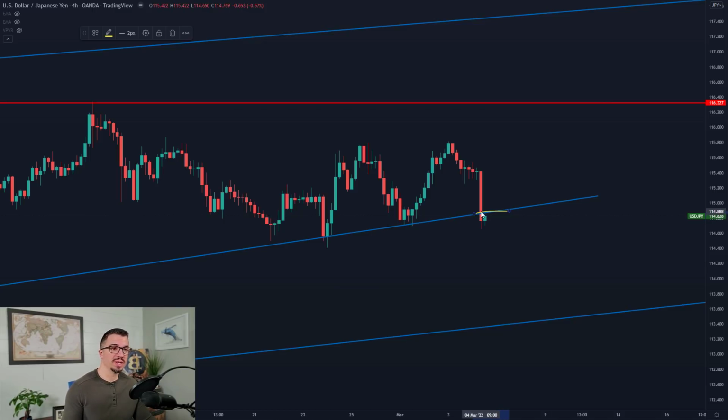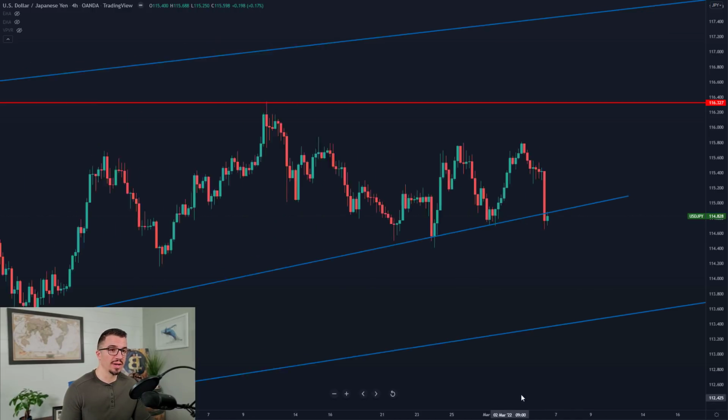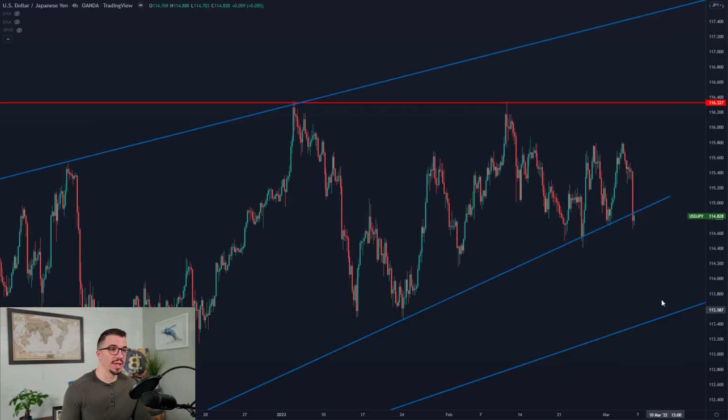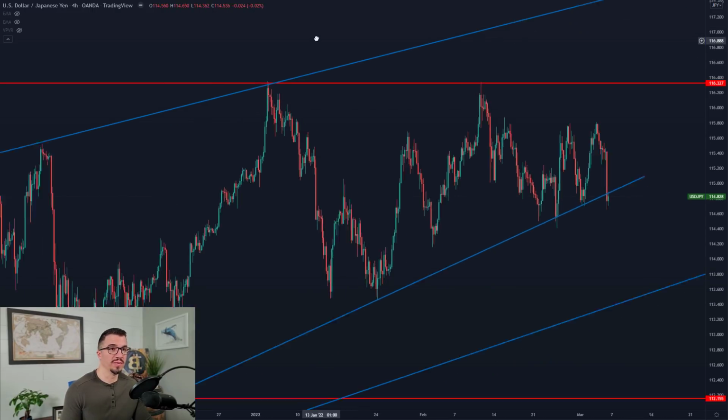So we don't want to see the market close back above 115 if we are trying to short this. We'll have to wait and see where this week opens, but we don't want to see it close back above 115 if this area is going to serve as resistance. Now that could take the market down here toward this trend line, the trend line we talked about earlier in the video.